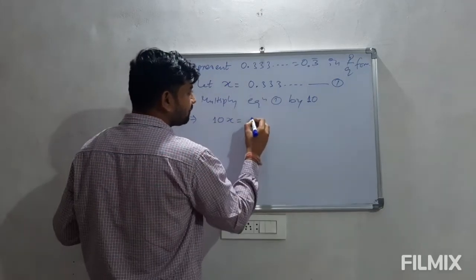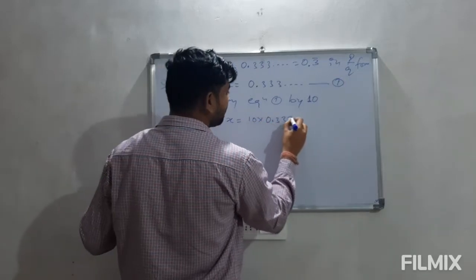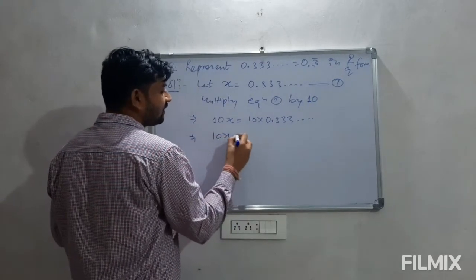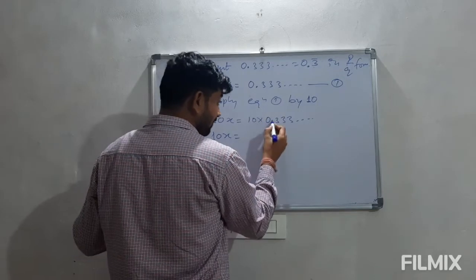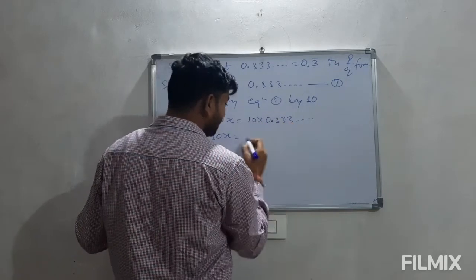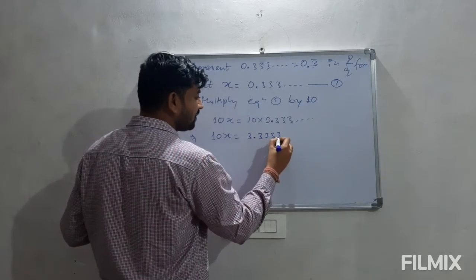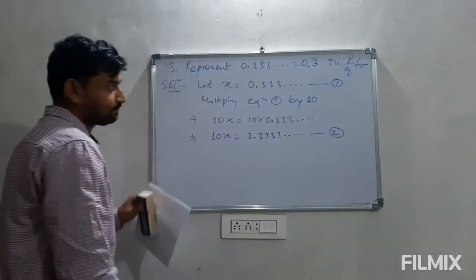Here what will happen, it will be 10 multiplied with 0.333 and so on. So what we will get, 10x is equal to this. The decimal will shift to the right hand side by 1 place, so we will get 3.333 and so on. Let us call it equation 2.